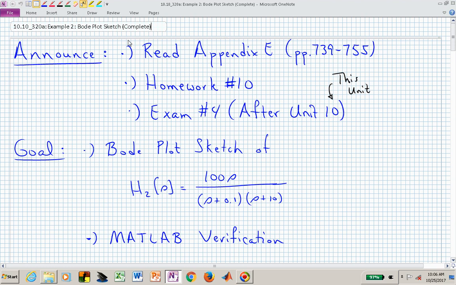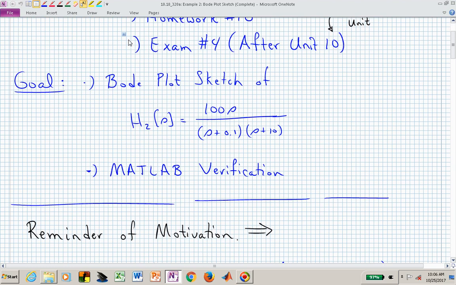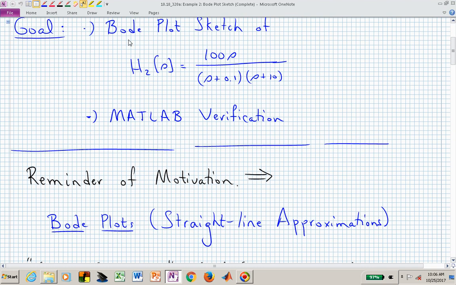And in this particular video, we want to sketch the Bode plot for H sub 2 of s, which is 100s over (s plus 0.1) times (s plus 10). We have two poles, and we have one zero. The zero is at the origin, so that's going to give us this continually sloping line, and the poles will kick in at their appropriate break frequencies. Now I'm talking about the magnitude behavior.